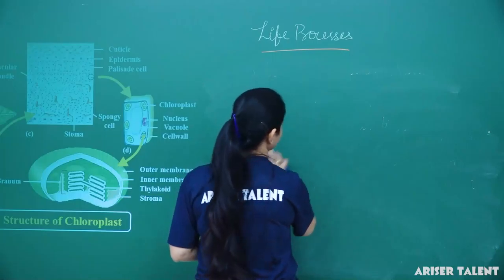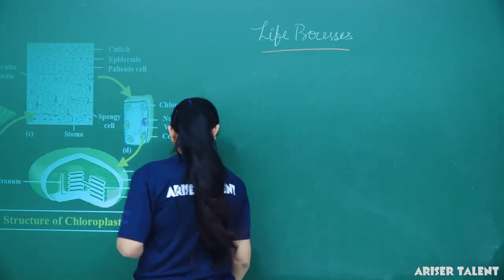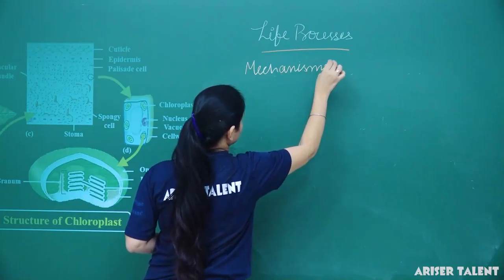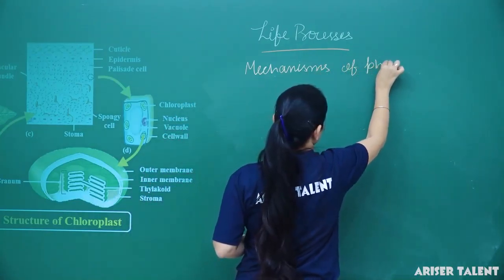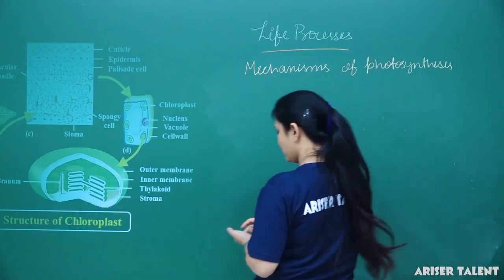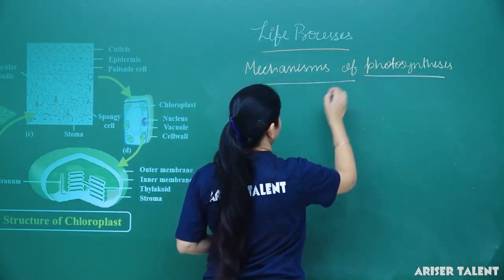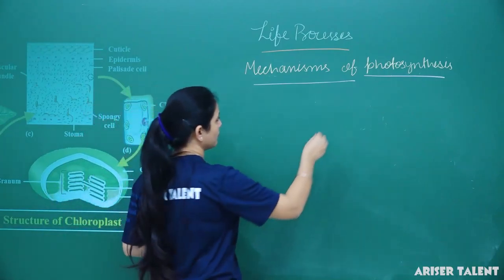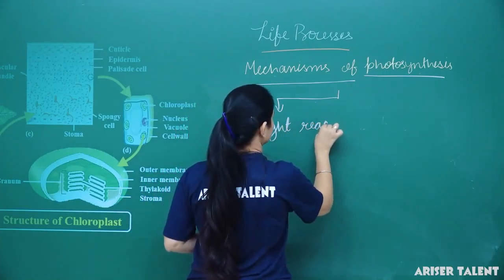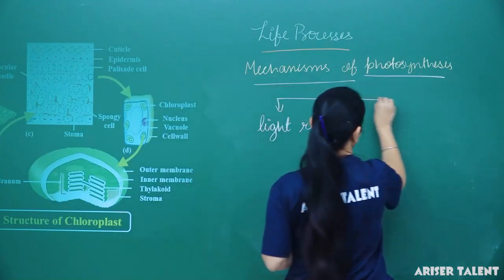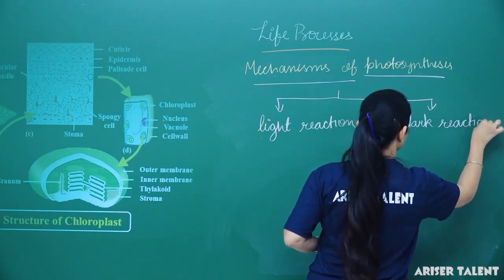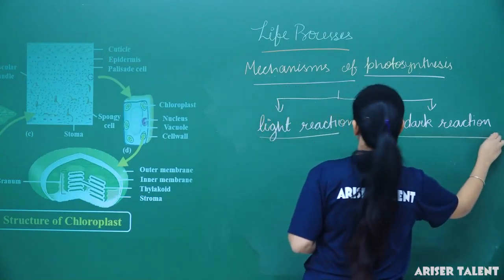Mechanism of photosynthesis. Generally, this photosynthesis takes place in the leaf in two parts: light reaction and dark reaction.